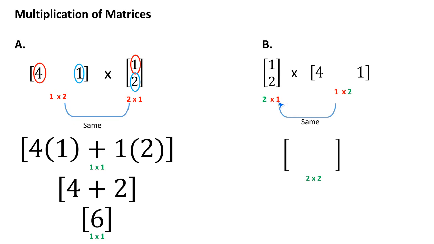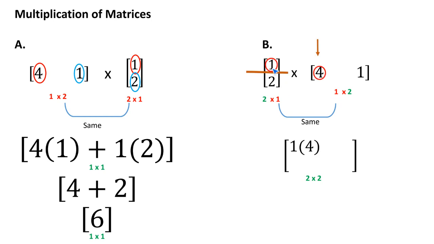So this is a 2 by 1 and a 1 by 2. The inside numbers are the same, so yes, you can multiply. And your result is going to be a 2 by 2. Okay, so again, remember, you want to take the first row, which is this one, by the first column. And then you're going to take the second row by the second column. So let's go ahead and do that.